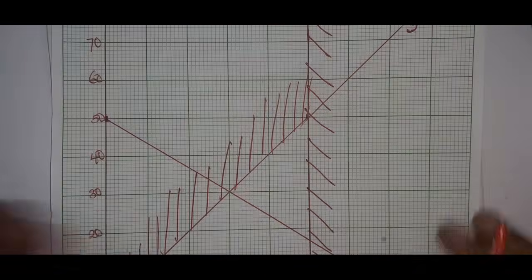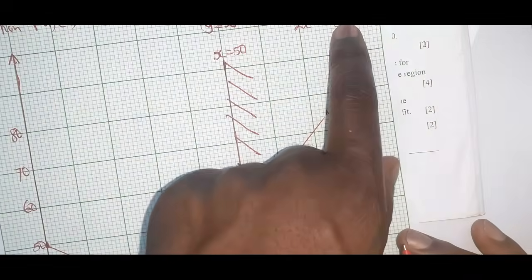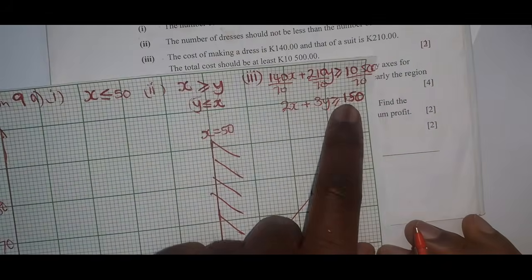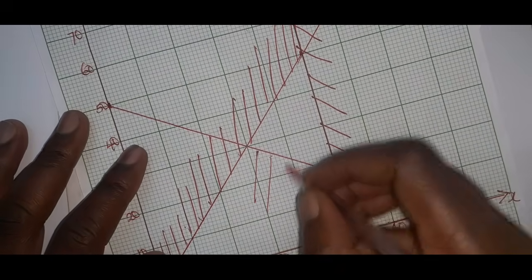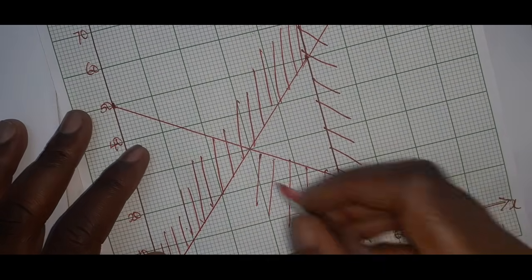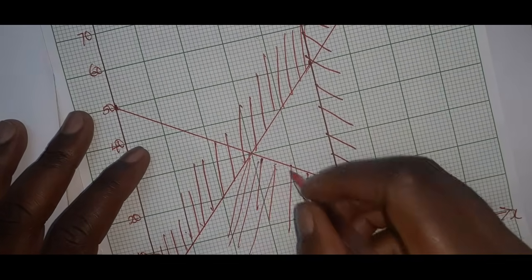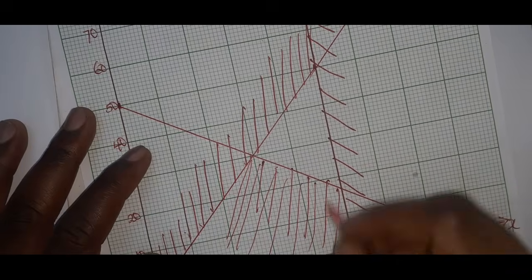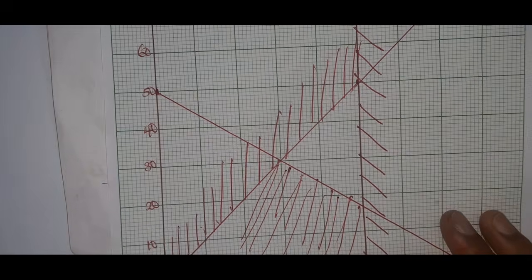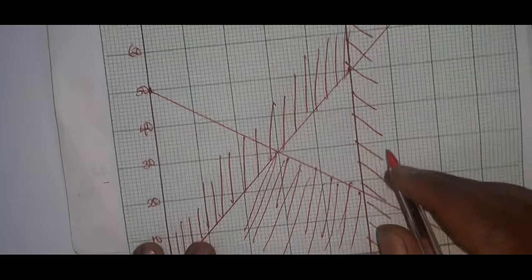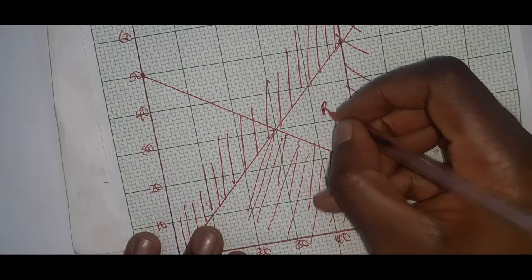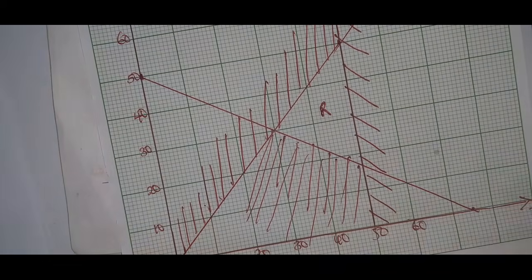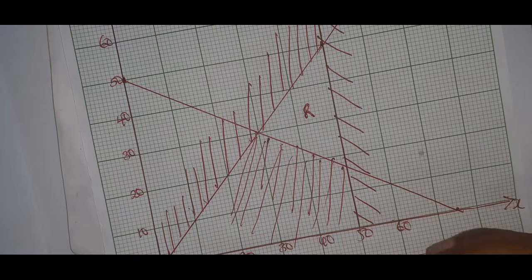Then take note that in terms of an inequality, it's greater than here. So the region that we're supposed to shade is this one that is below. We shade the region that is below here. So you realize that we're going to remain with this region here. This is the region that we want, where we put our R. So we can move on to the next question.